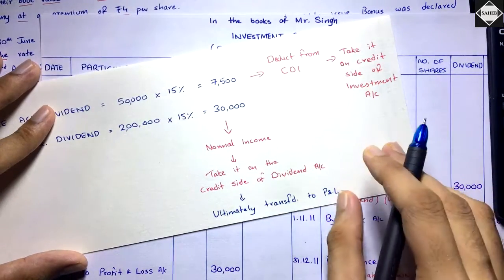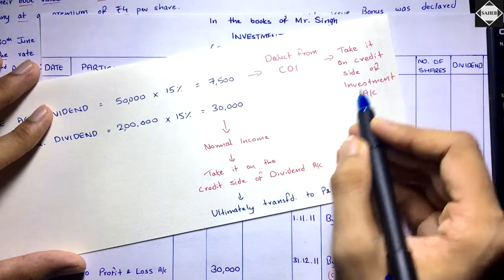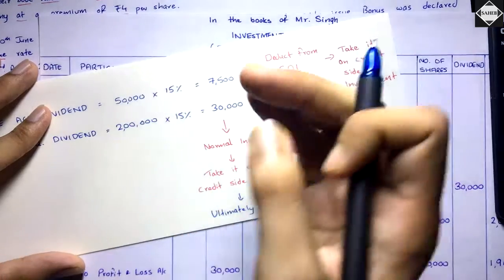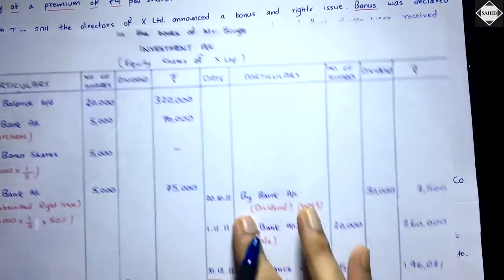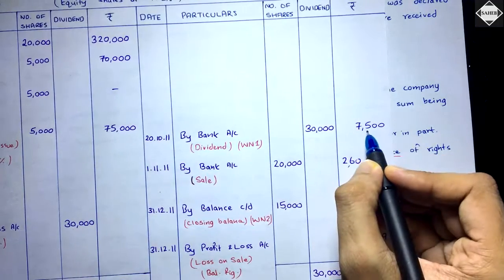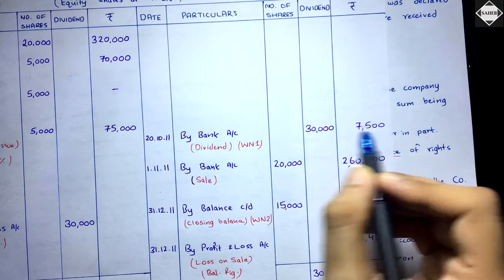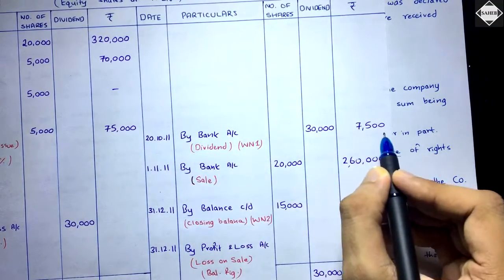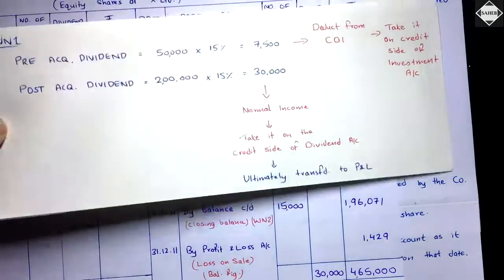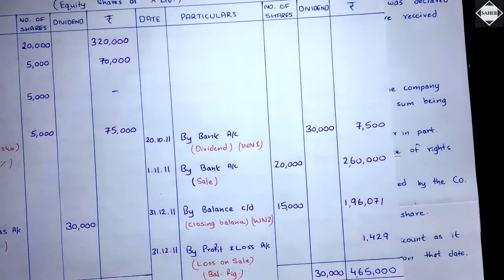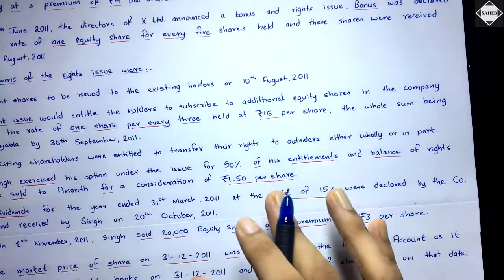So how are you going to do that? You have to take it on credit side of investment account. So investment account will get credited. Yes, investment account credited. Is that clear? Yes. So you have to take it over here, 7,500. Okay, within one posting only you have to take it, okay? Yeah, don't waste the time, right? So that's what you have to do. You understood this calculation, right? Simple calculation, yeah. Then going forward, what do we have?